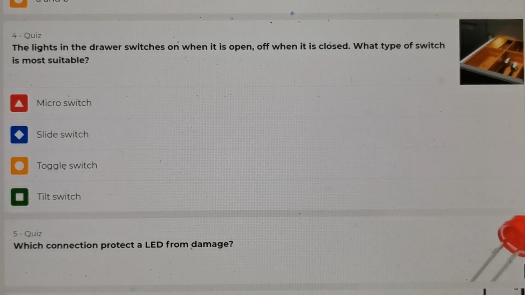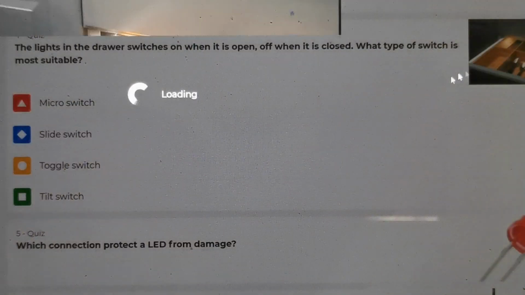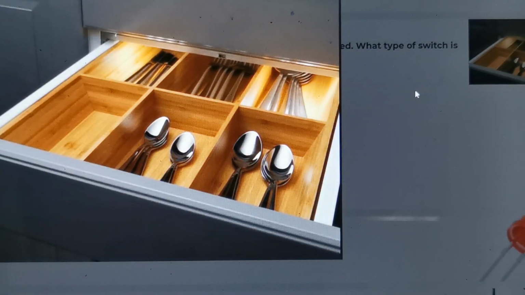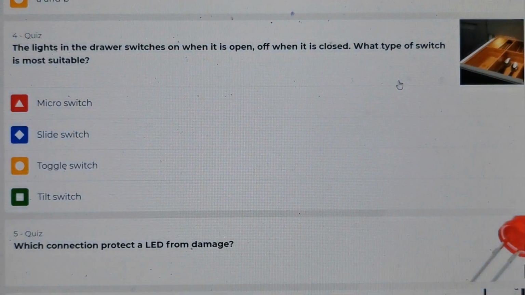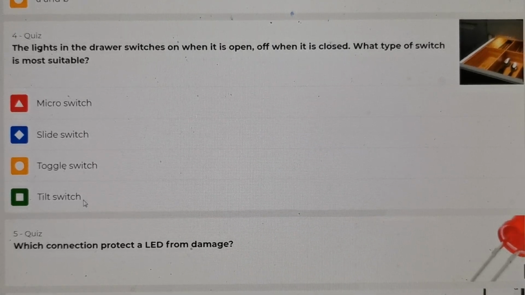Let's go on to the next question: lights in the drawer. You are designing something like that. You open the drawer, you see lights. You close the drawer, the light will switch off. So they're asking you which type of switch is most suitable. The micro switch, of course, is the most suitable, compared to the slide switch, toggle switch, and tilt switch.